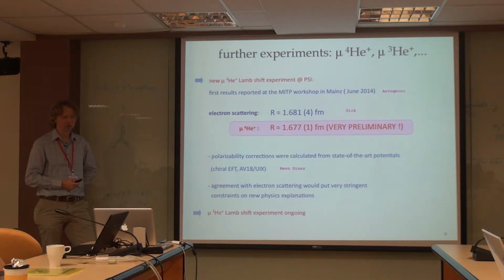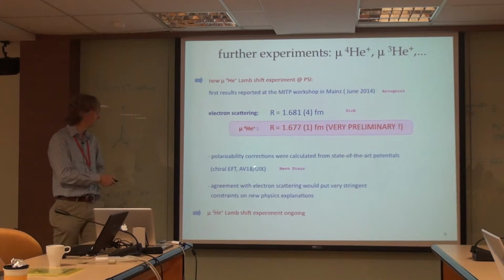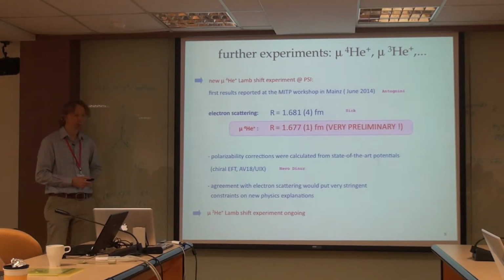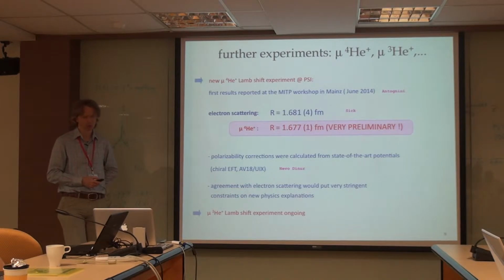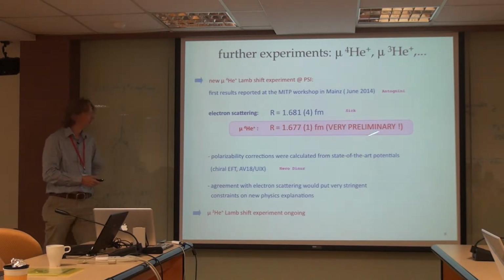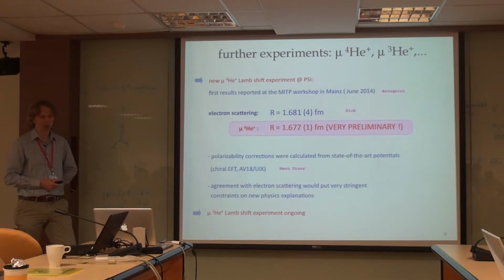There seems to be a perfect agreement, and also here the theory, there's actually a state-of-the-art calculation based on chiral effective field theory with the most modern nucleon-nucleon potentials, which was reported to be relatively well under control. So there is not so much to doubt here. And so one sees that there is a perfect agreement.